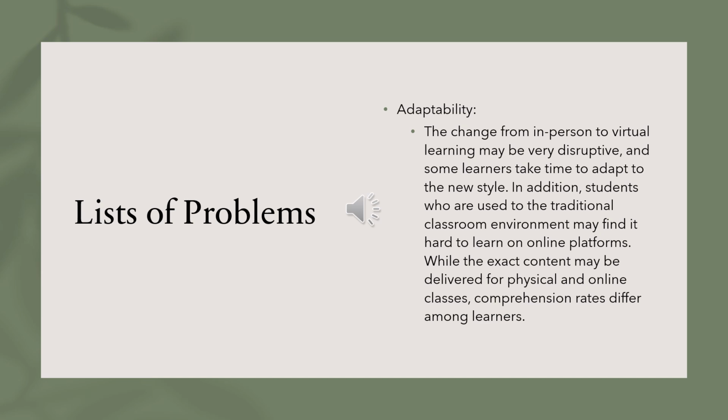The second issue faced was adaptability. The change from in-person to virtual learning was very disruptive, as some of the learners took very long to adapt to the new style. Apart from this, a lot of students are used to the environment of sitting in a classroom and learning while the teacher looks at you. So when this wasn't available, it became very difficult for them to concentrate and to actually learn. Along with this, a lot of students depend on other students to teach them, as they struggle learning in class. So distance learning also posed this issue on them.